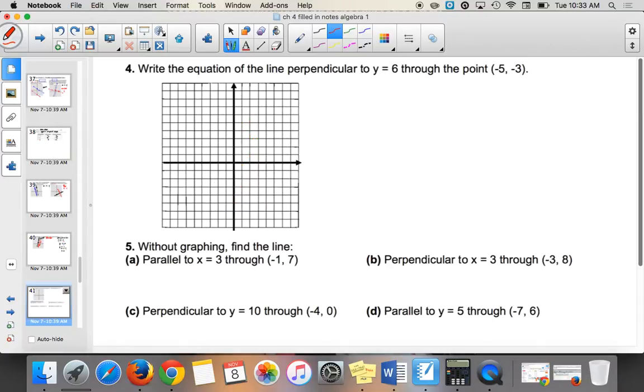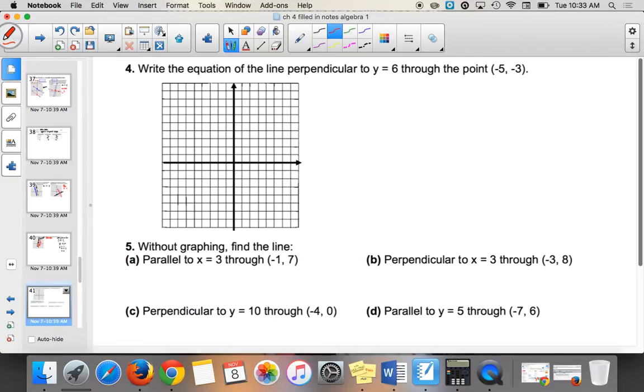All right, so what if we don't have a grid? Well, let's do one last with a grid. Okay, so it says write the equation of the line that's perpendicular to y equals 6 through the point -5, -3. A lot of my students in Algebra 2, pre-calc, and so on, when they see this, they know immediately. They say right away, oh, I know the answer, it's this.